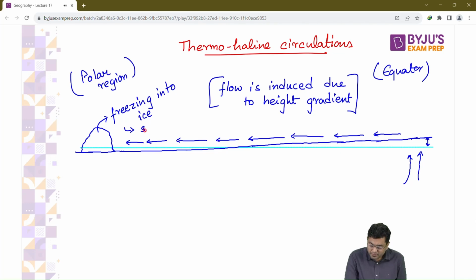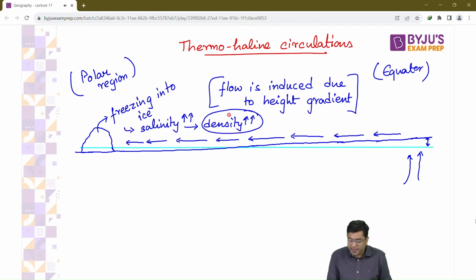So as the freezing happens, salinity increases here. Salinity increases. Temperature is also low, so the density increases as a consequence. Density increases. Density is calculated by the simple formula of mass by volume. So here, basically, as it gets denser, it will start to sink.